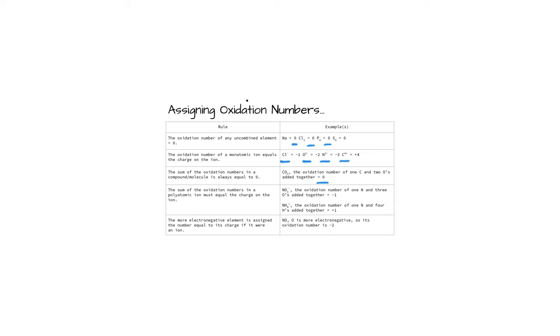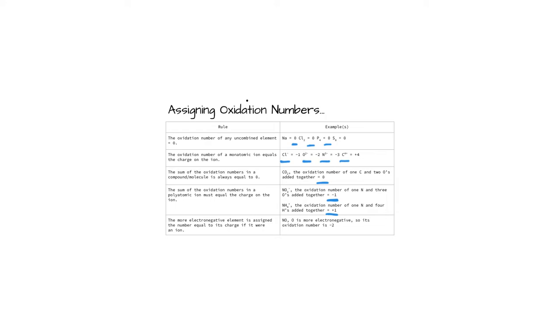The sum of the oxidation numbers in a polyatomic ion must equal the charge on the ion. So you've memorized some of these. An example would be the nitrate ion. The nitrate ion has a charge of -1. So the oxidation number of the 1 nitrogen and the 3 oxygens inside that nitrate ion must add up to -1. Ammonium is our other example, which has a +1 charge. So then 1 nitrogen and the 4 hydrogens must add up to a +1.